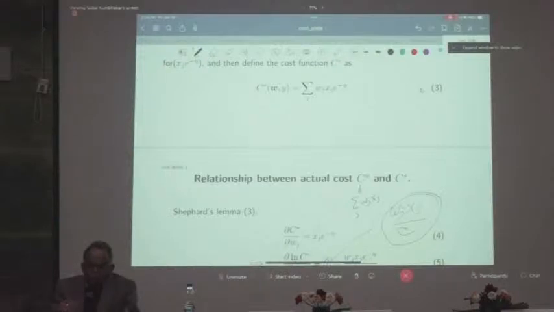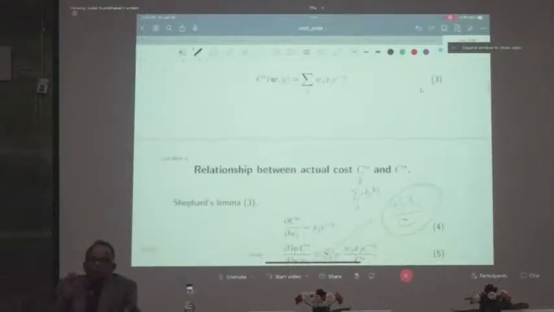Now again, there are a few lines of math, but think in terms of this. Because of inefficiency, every input is increased by 10%, for example. So can you tell me by how much cost is going to be increased? Every input is used by 10% more. So by how much cost is going to be increased? 10%, right? So as simple as that.